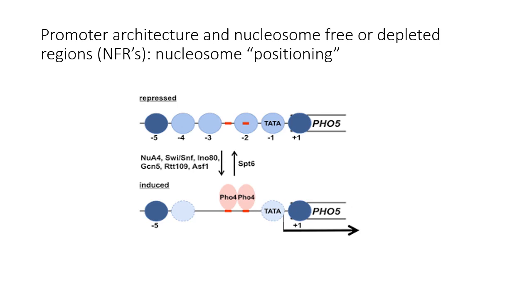In response to inducing conditions, a lot of stuff happens, which is very schematically shown here. But the bottom line is that remodeling complexes and histone acetylases will remove those nucleosomes that are adjacent to the +1 and allow the binding of the transcriptional activator, which is FO4. This nucleosome-depleted region is very characteristic of active genes, and we need protein complexes, etc., to get them that way.